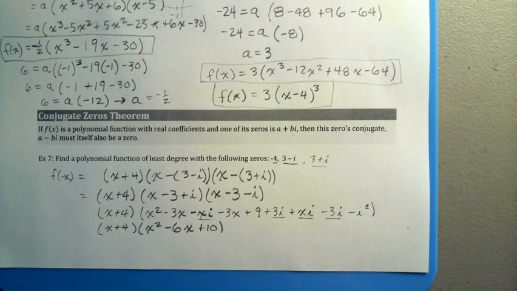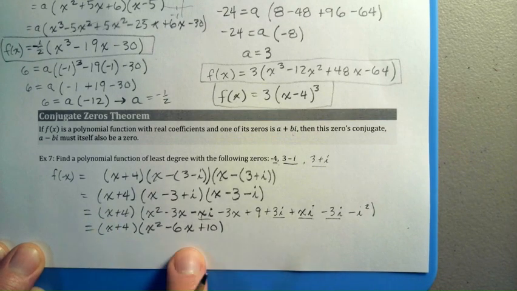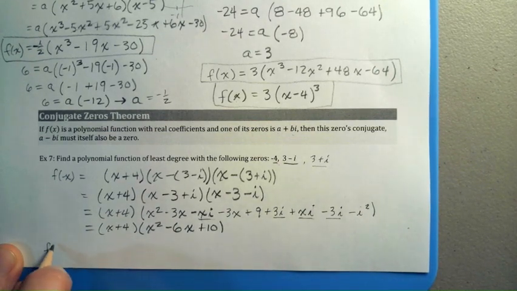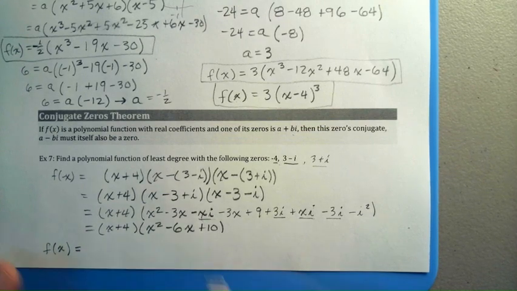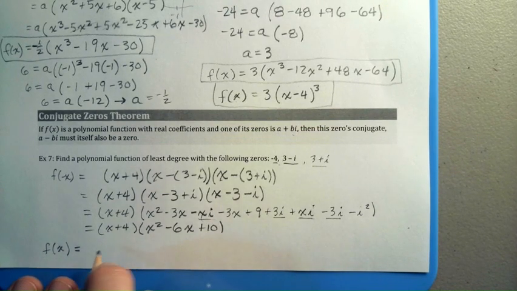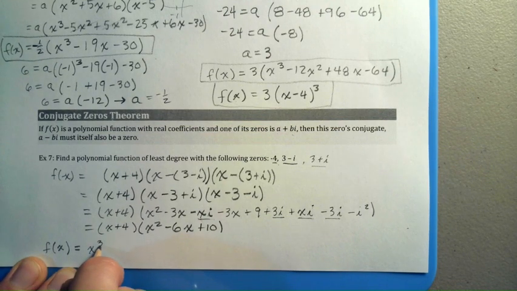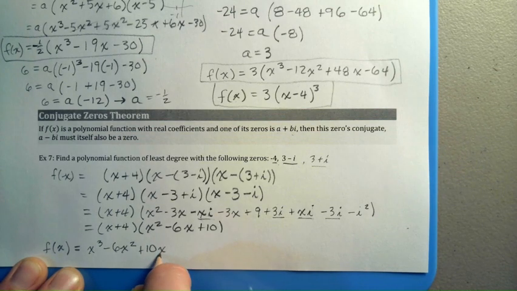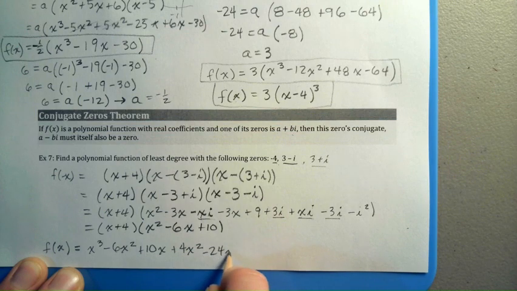Okay, and so then my last thing I've got to do is FOIL all this out, multiply this binomial by the trinomial. All right, and I've already done that, so I'm going to write it out pretty quickly here for the sake of this video. So pause this video and then do it, and then see if you did it correctly. Okay. All right, so we get x cubed minus 6x squared plus 10x plus 4x squared minus 24x plus 40.